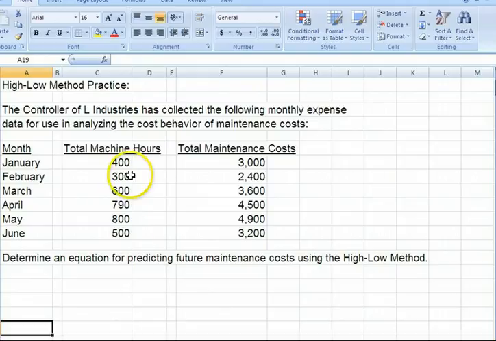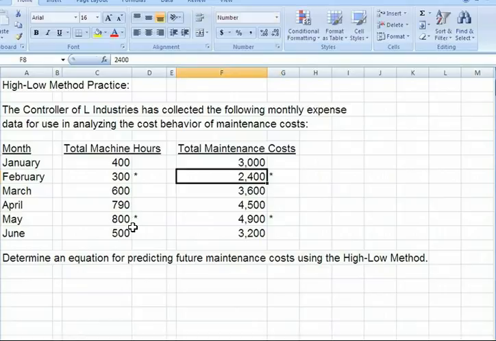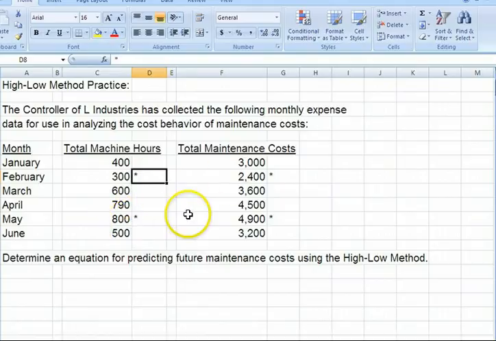So I look here through the different activity levels I have. I notice that the highest level of activity is the month of May because it had 800 machine hours. And I notice that the lowest level of activity would be February, which only had 300 machine hours. This is the column I use to determine the high and low method amounts. I don't really look at the dollar amounts. In this situation, it does so happen that the May figure has the highest dollar figure, and the February figure has the lowest dollar figure. That isn't always the case. So the deciding criteria is activity, the highest level of activity and lowest level of activity with their corresponding costs.